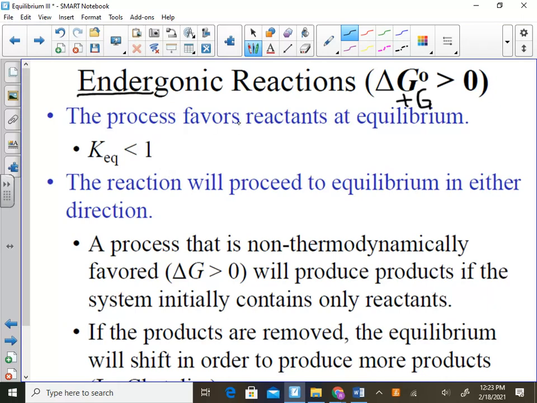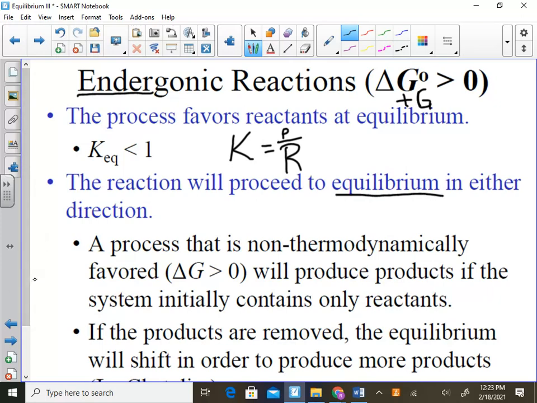And this favors reactants at equilibrium. So you're going to have a really, really small value for K because, again, K is products over reactants. And if we have a lot more reactants than products, this is going to be a really small number. This is going to be a really big number. And so we're going to see a really tiny number for K. So it's going to proceed to equilibrium in either direction. But at equilibrium, there's just going to be mostly reactants, hardly any products.